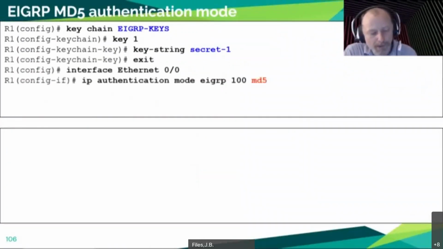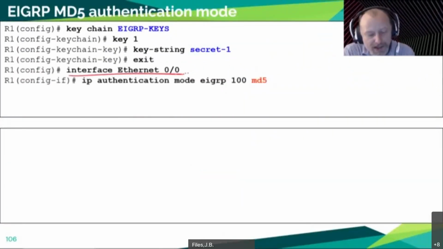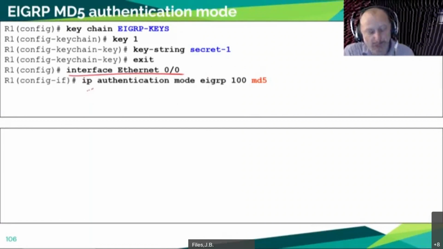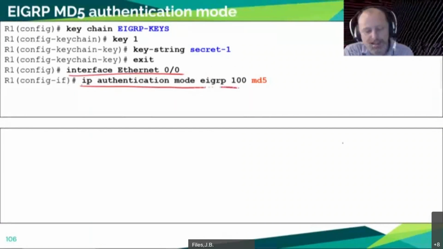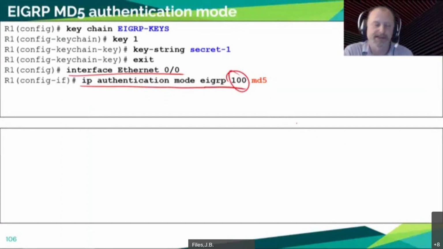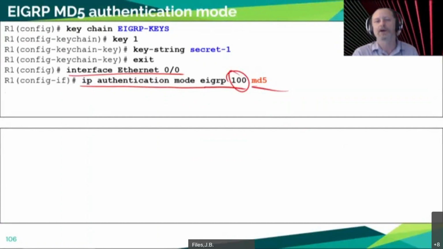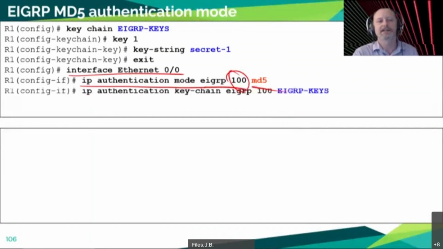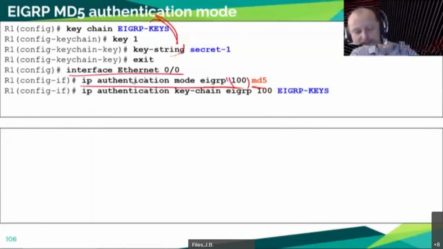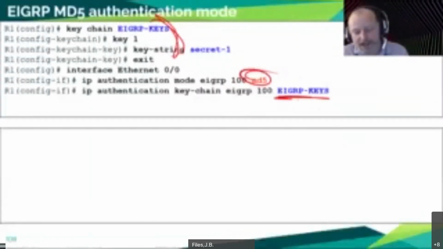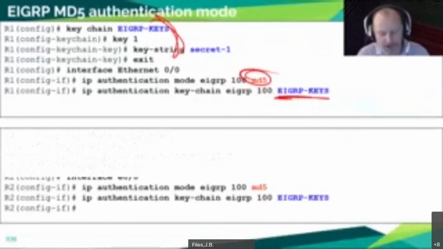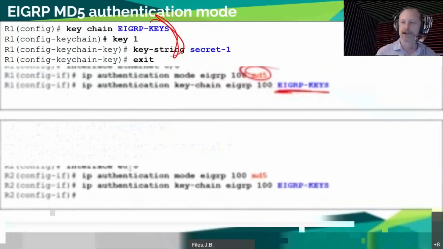So on this interface, we're going to say ip authentication mode eigrp 100. That's the AS we're using now. MD5. And then we're going to tell it the keychain to use. Okay, so the authentication method is not tied to the keychain. We're using MD5 here, and then we're saying use these keys. Okay, and then we do that on R2, and we're good to go.